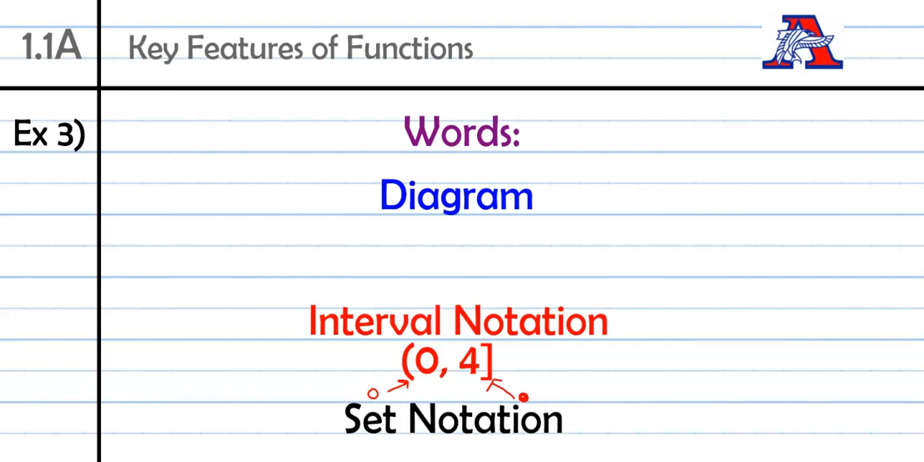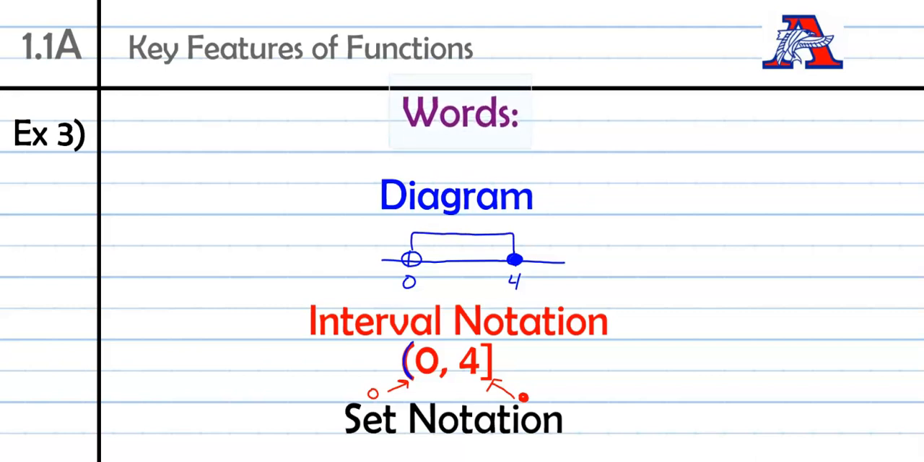So I'm going to diagram it next. We have 4 and 0. Open dot on 0 because of the parenthesis. Closed dot on 4 because of the bracket. And then we're going to connect them. Okay. Words, we'll do words next.